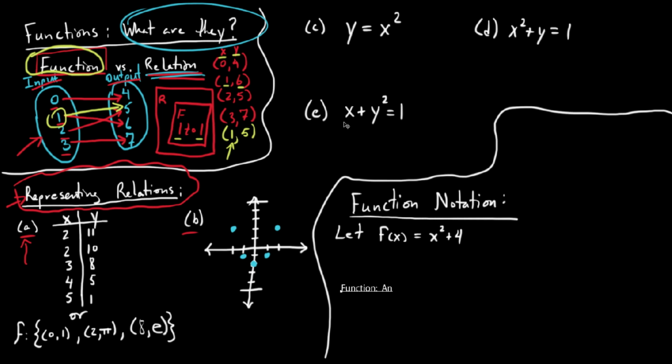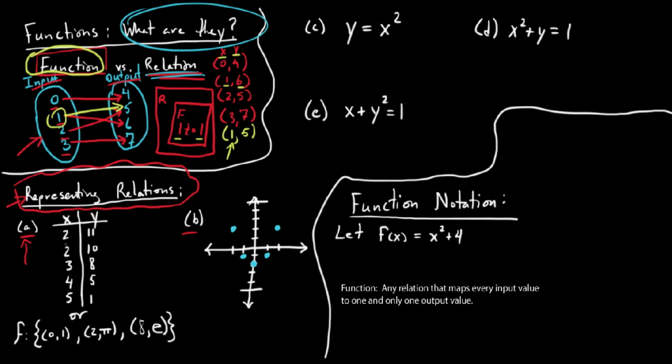is any relation that maps every input value to one and only one output value, okay? So this is what we use as our operational definition for what a function is. So let's go back and look at this table over here, this T-chart that we were previously talking about.